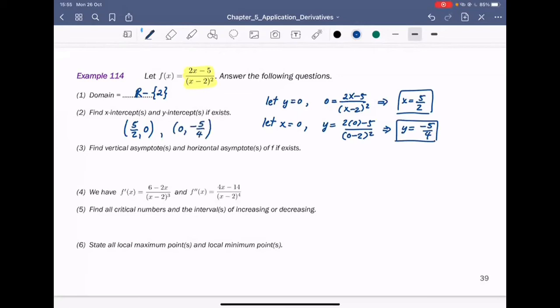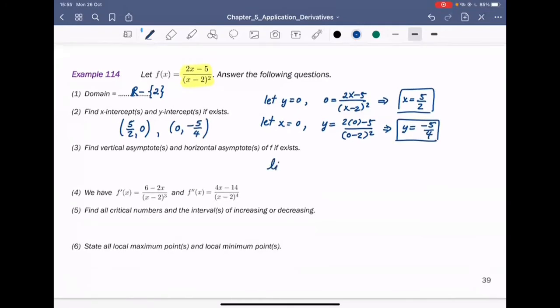So let's look at the vertical asymptote. The limit as x goes to 2 of 2x minus 5 over x minus 2 squared. Hey, this is plus or minus infinity, right? Well, we don't know yet, but this is going to be plus or minus infinity because x equal to 2 is going to make the denominator equal to 0. So it's going to be some number over 0, so the answer is going to be plus or minus infinity. Which means your vertical asymptote is x equal to 2.